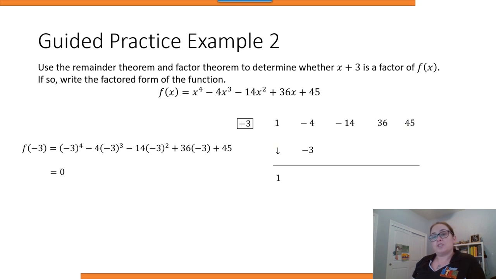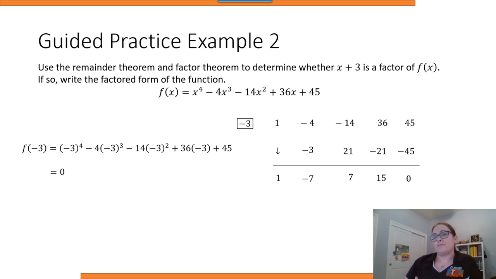Adding that to the next coefficient, -4, I get -7. -7 times -3 is 21. 21 plus -14 gives me 7. 7 times -3 is -21. And then I add that to the next coefficient, 36, I get 15. And 15 times -3 gives me a -45, which is good because my last coefficient is 45. So adding those together, I get that remainder of 0.